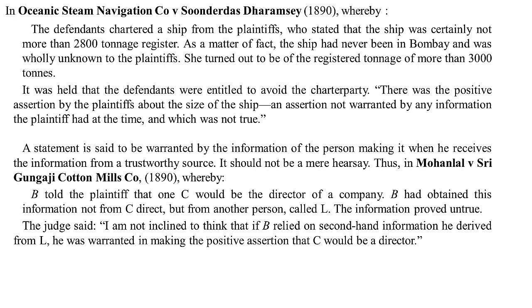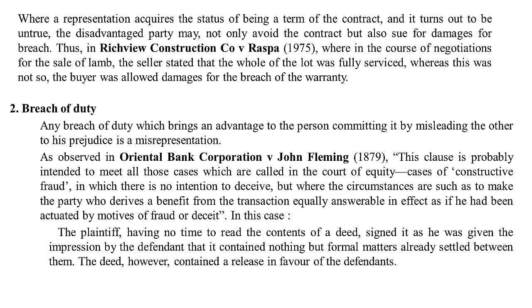So the judge said, I am not inclined to think that if B relied on second-hand information he derived from L, he was warranted in making the positive assertion that C would be a director. So where a representation acquires the status of being a term of the contract and it turns out to be untrue, then the disadvantaged party may not only avoid the contract but also sue for damages for breach.